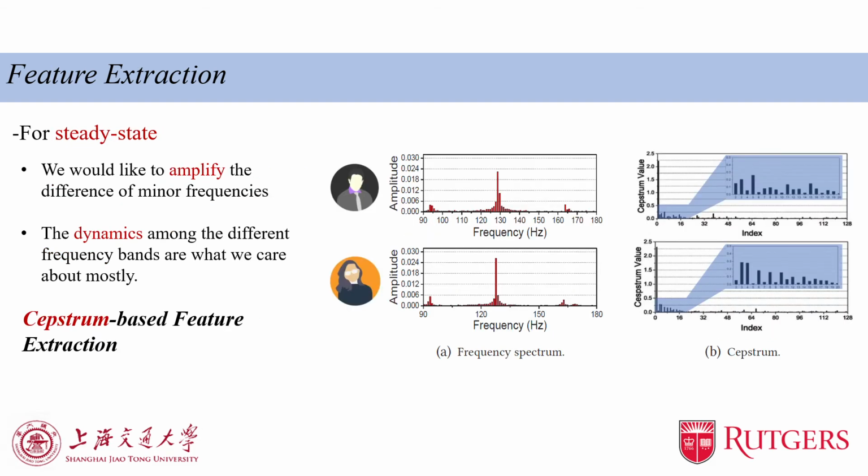For steady state, since the vibration signal reaches a balance, the differences among users in frequency spectrum are not obvious. Therefore, we utilize the substream of vibration signals to capture and amplify the small dynamics in different frequency bands, which embeds the characters for different users.